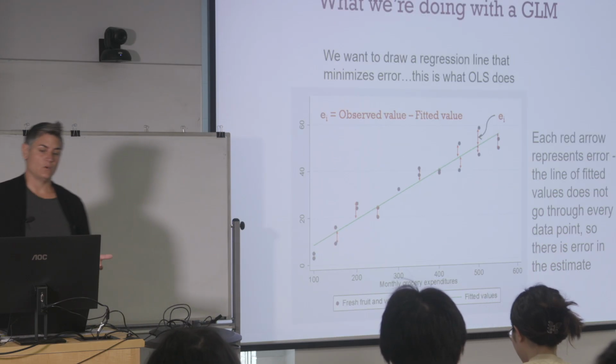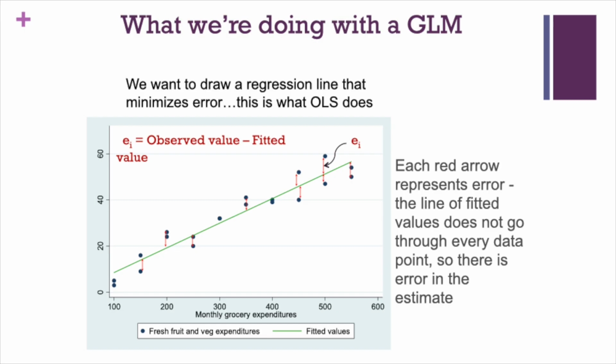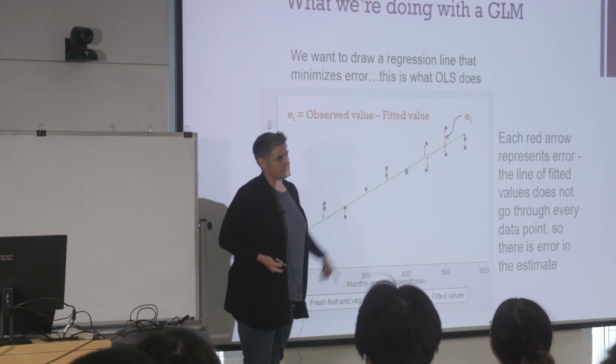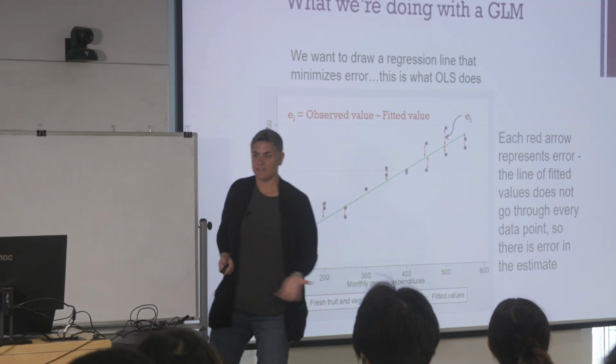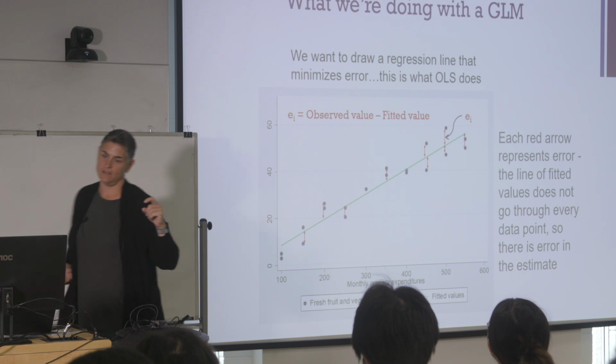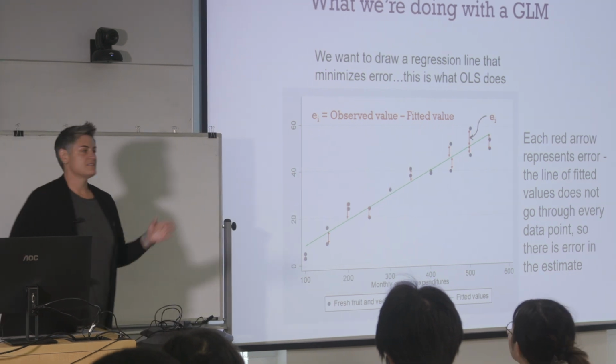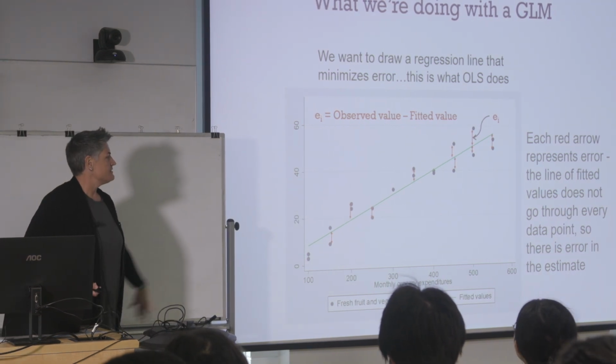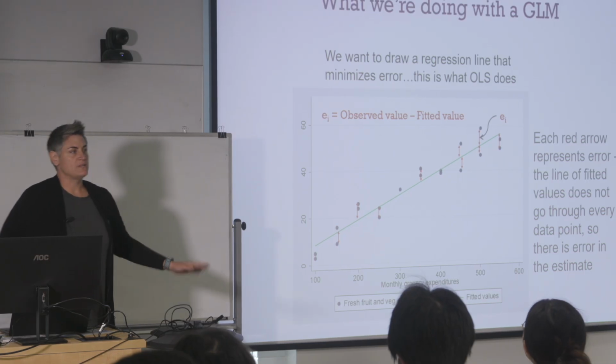So this is essentially what OLS does, right? With ordinary least squares regression, we want to draw a regression line that just minimizes these error terms. You can see that these are all the observations in my data set, and each observation gets its own error, or its own variance from the mean effect, right? Each red arrow is error, because the line of fitted values doesn't go through every data point. So there's always going to be error.